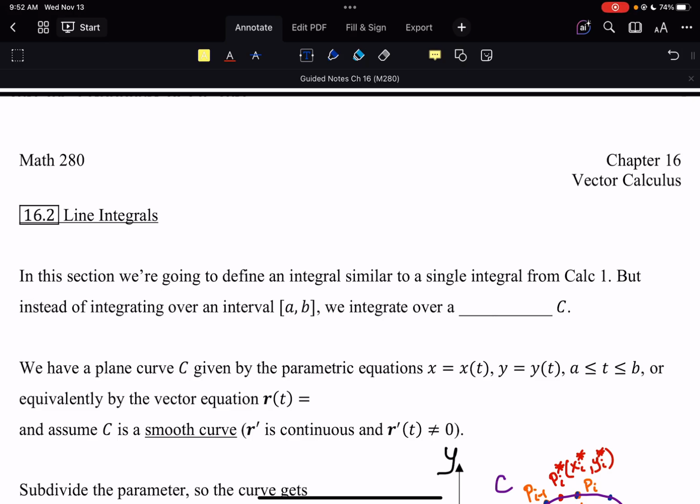Welcome to section 16.2. In this section, we're going to be talking about the concept of line integrals. We're going to see how those relate to vector fields that we talked about last time, how we can evaluate and interpret these results. So this section is definitely the longest section that we have in the entire course.